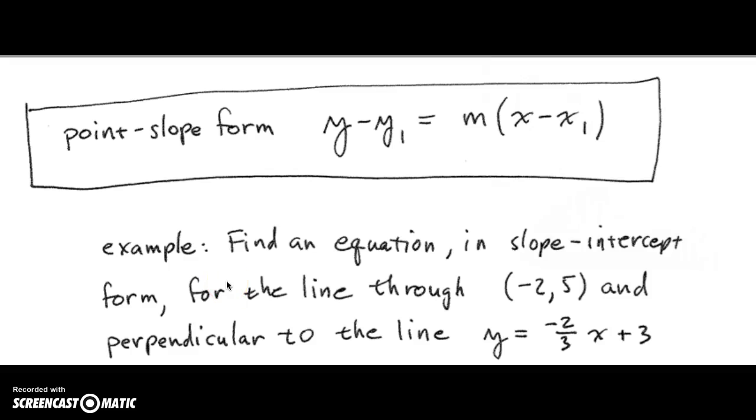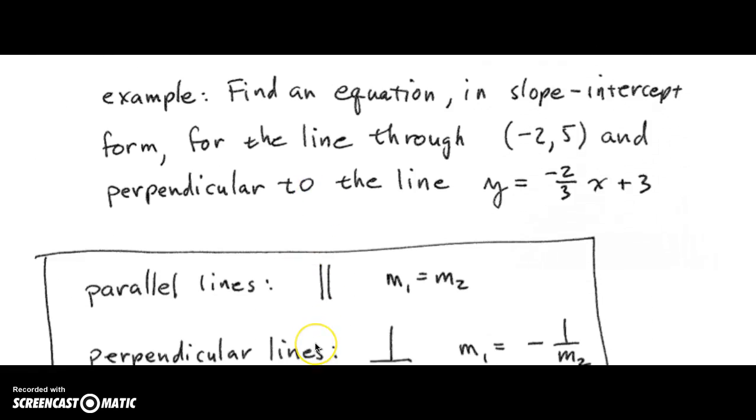Example: find an equation in slope-intercept form for the line through the point negative 2, 5 and perpendicular to the line y equals negative 2/3 x plus 3. Oops, introduced another idea, perpendicular.